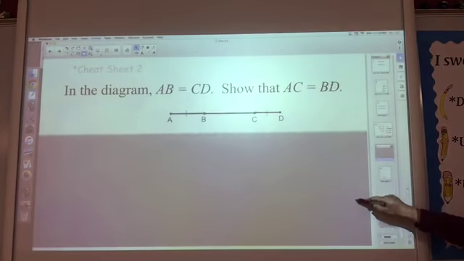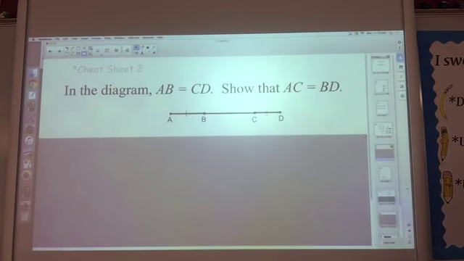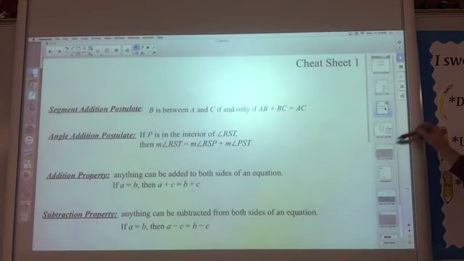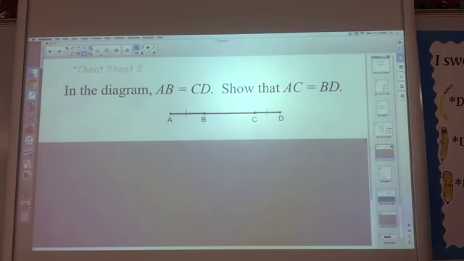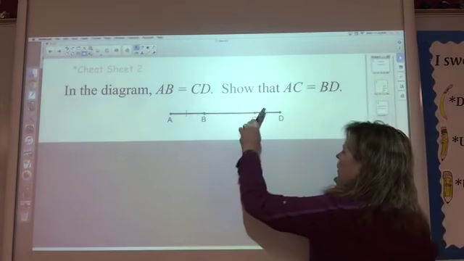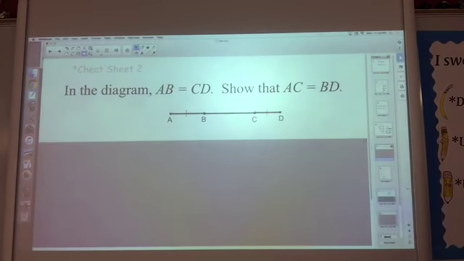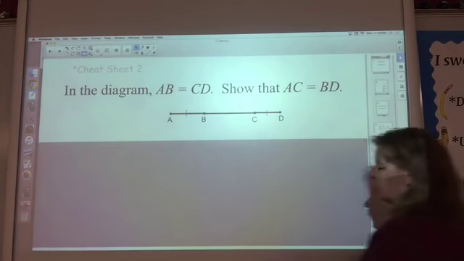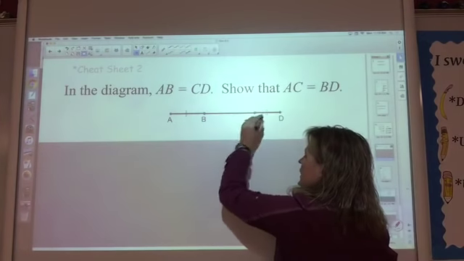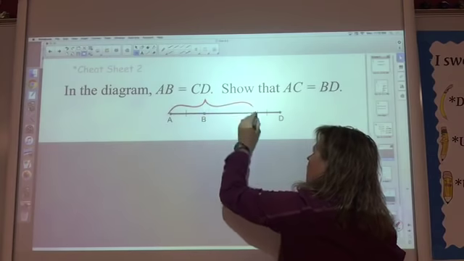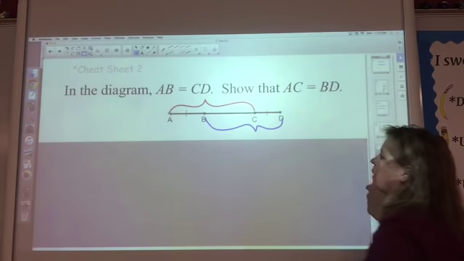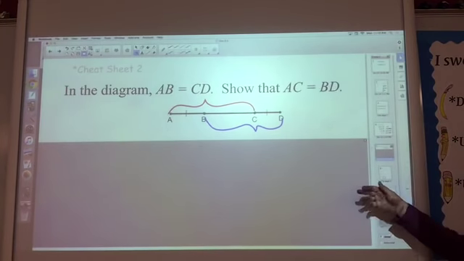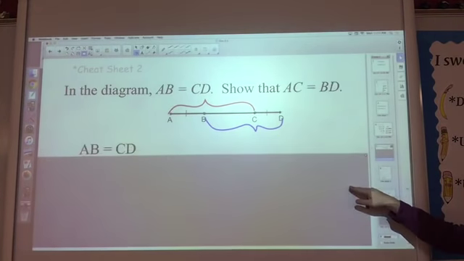What are we going to do with that? We're going to use cheat sheet 1 and cheat sheet 2. Remember, cheat sheet 1 had the segment and angle addition postulates on it. In the diagram, the measure of AB is equal to the measure of CD, and they have tick marks there to show you. We have to show that all of AC, if those two little segments are true, how can we show that all the way from A to C is the same size as all the way from B to D? And we can't just say it is because you added a stick to it.